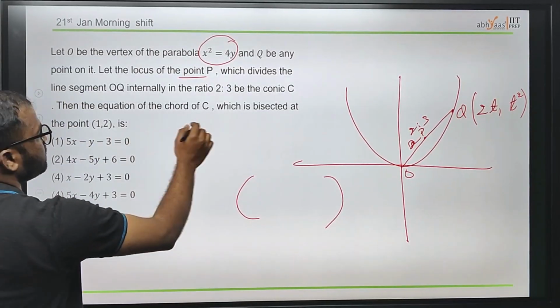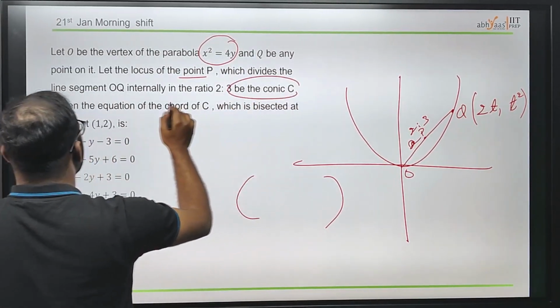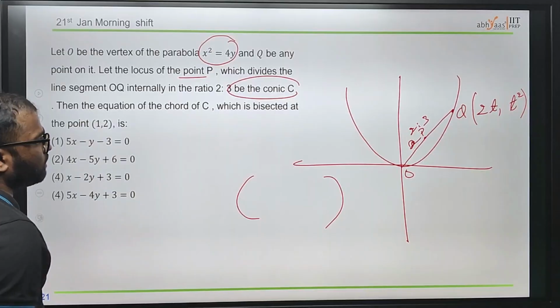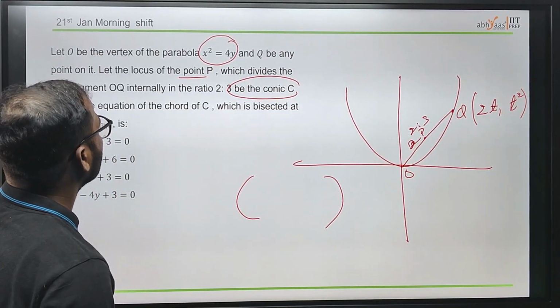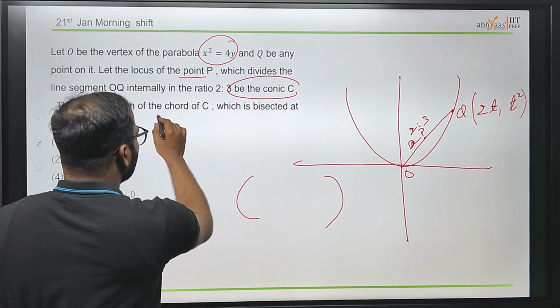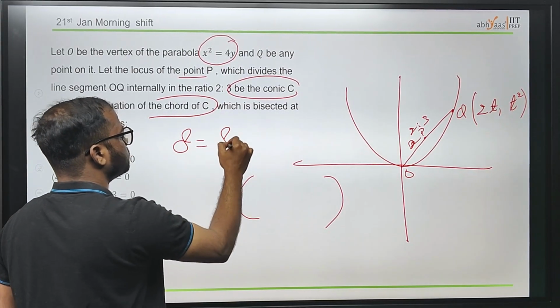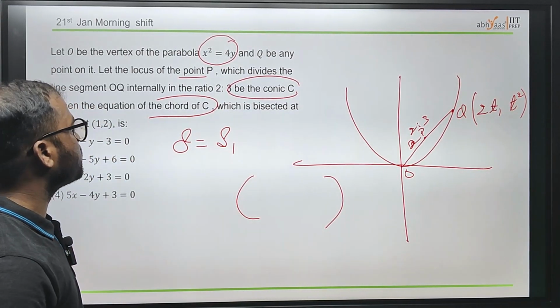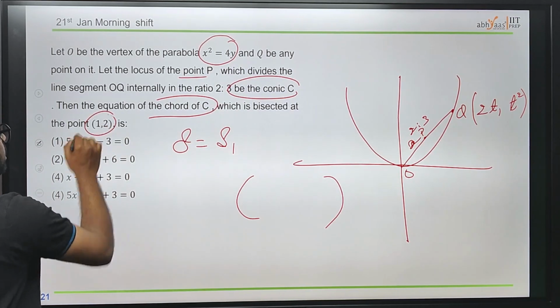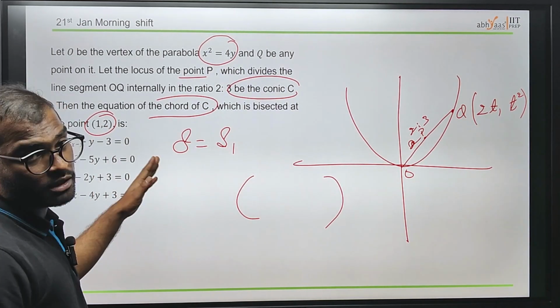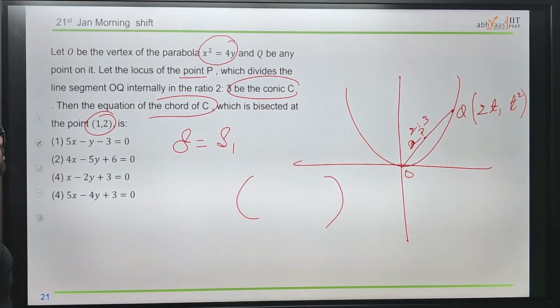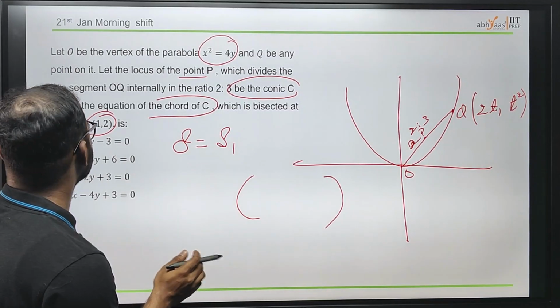After that we can easily find the equation of the conic C. In order to find the equation of the chord of C, we have S equal to S1. By using this S equal to S1, with this point which is bisected, if you substitute this one, we will get the locus of that one. I think you can easily find this one.